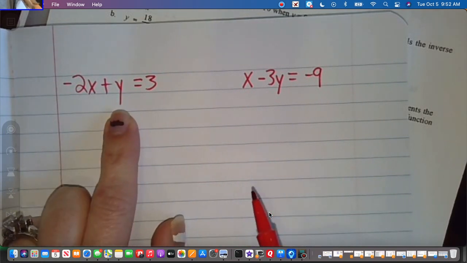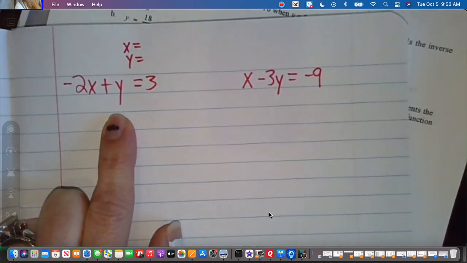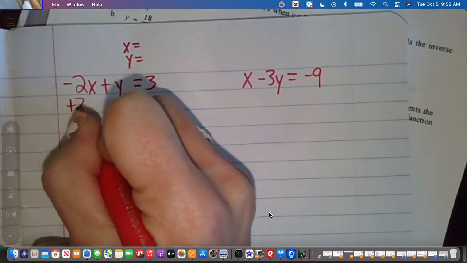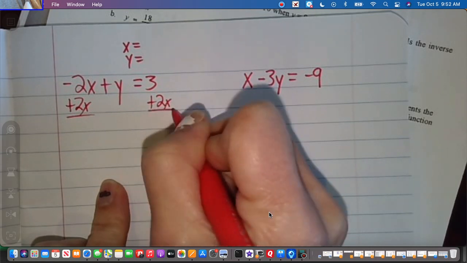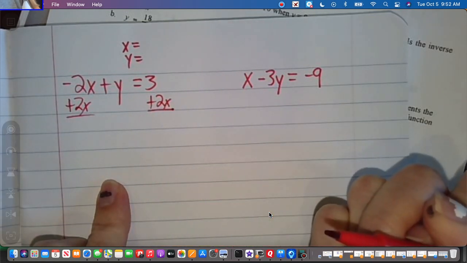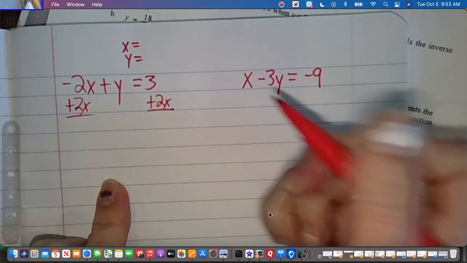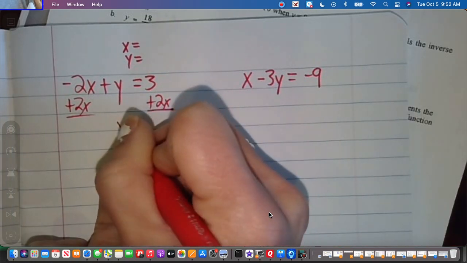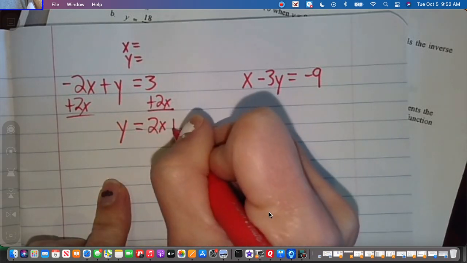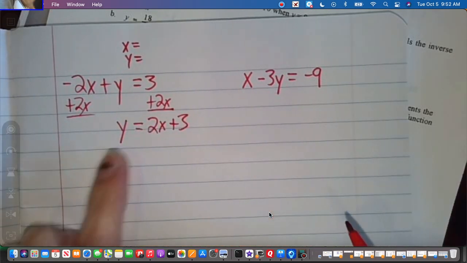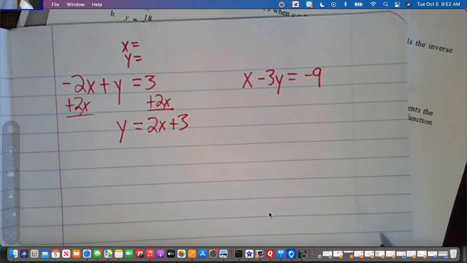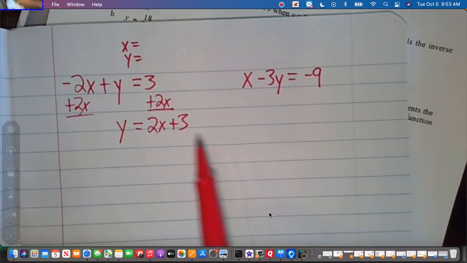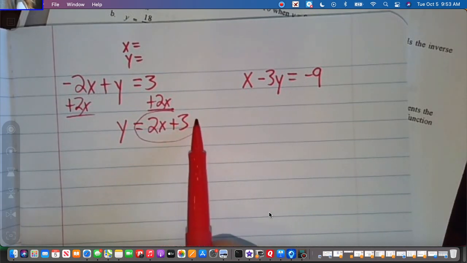So if I'm doing substitution, I have to have an x or a y by itself, like an x equals or a y equals. So I'm going to solve this one. Add 2x. Okay, y equals 2x plus 3. Any questions on that? I just moved my 2x, it was negative over here. So when I move it, what did it become? Positive.